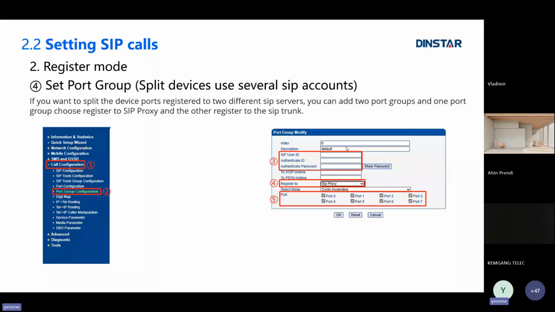Of course, according to your own needs, like there are totally 8 ports in the device. If I want only the first 4 ports to register to the SIP proxy and the rest to register to another SIP server, I can create a port group and only choose port 0, port 1, port 2, port 3 and register to the SIP proxy. And the rest 4 ports, I can create another port group and register to maybe the SIP server.